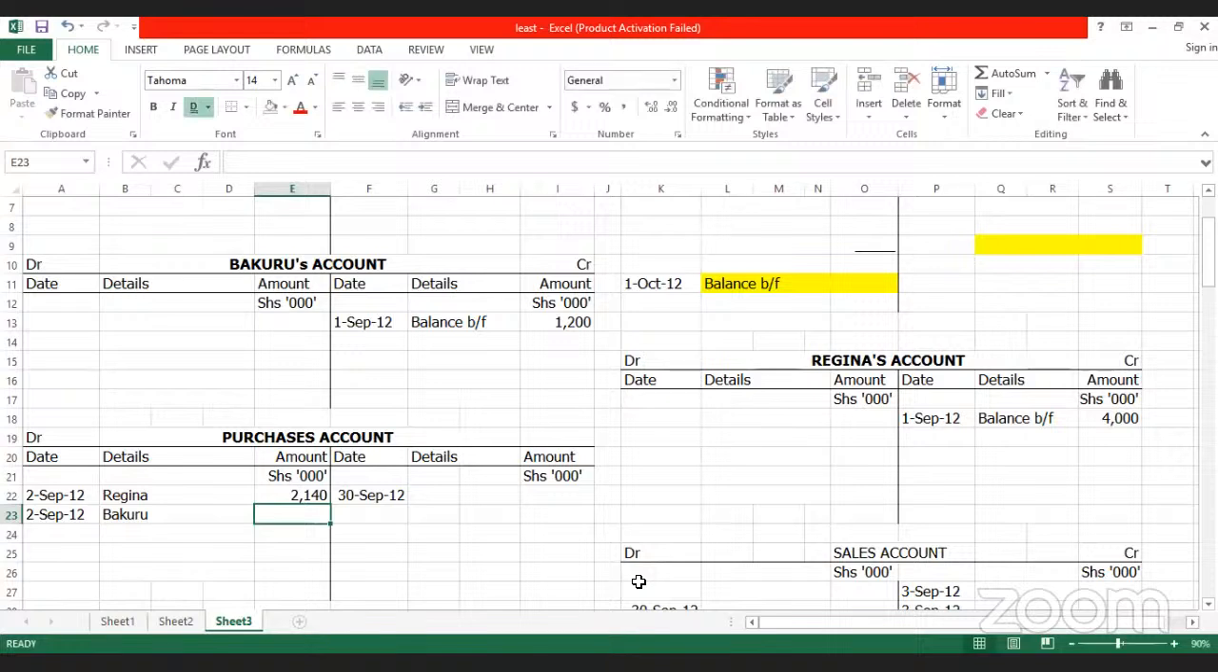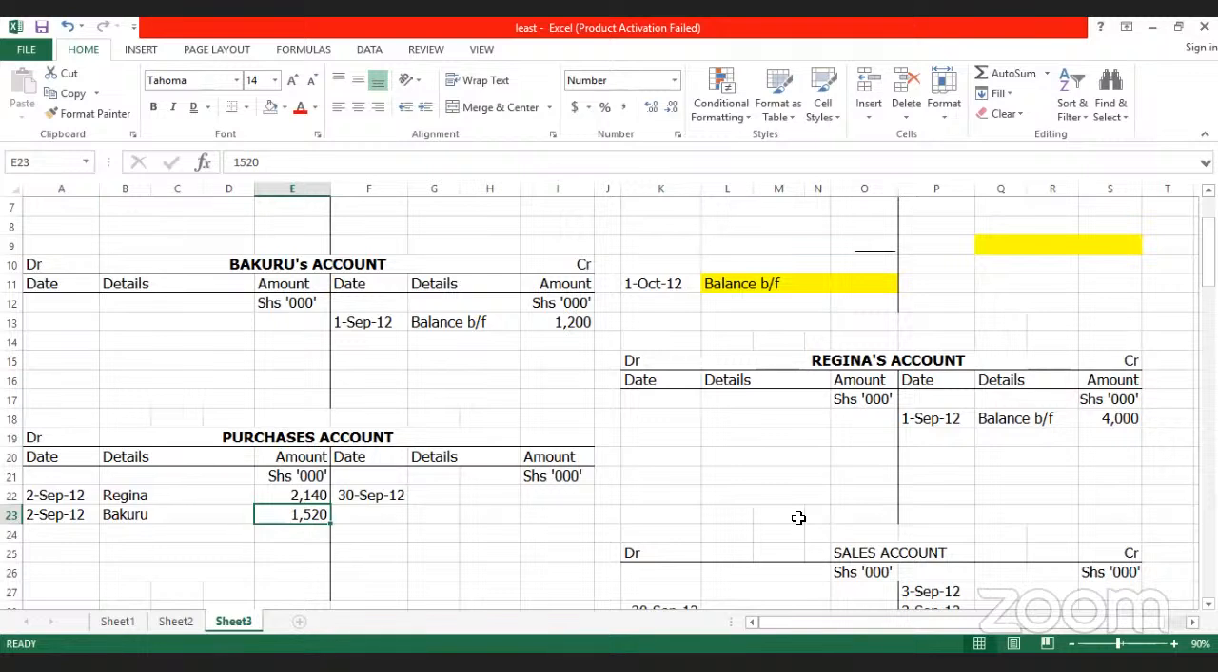Bakuru, how much is Bakuru? 1,520,000. So we have debited the purchases account. You should also do the same. I expect you to debit your purchases account.